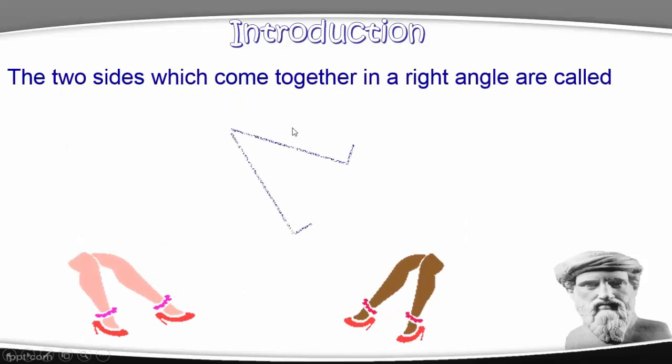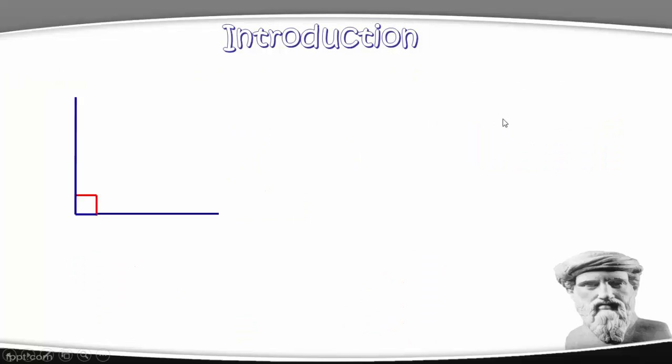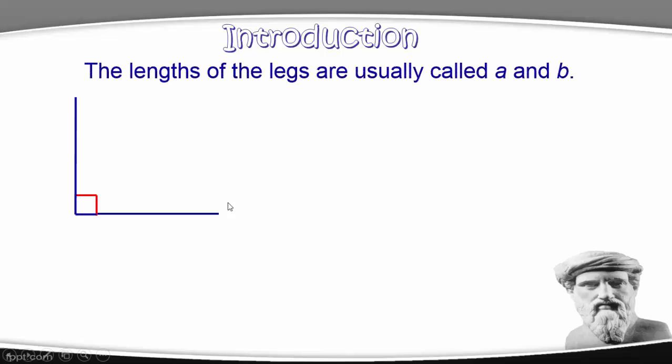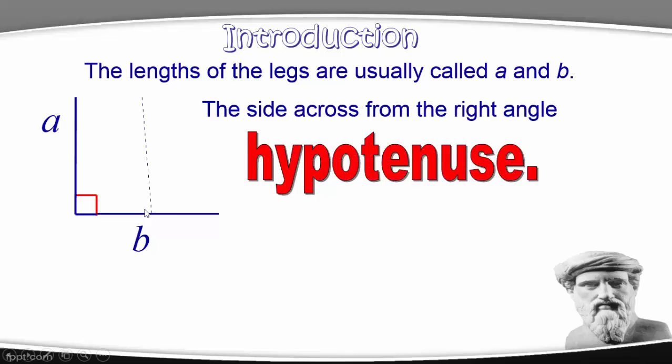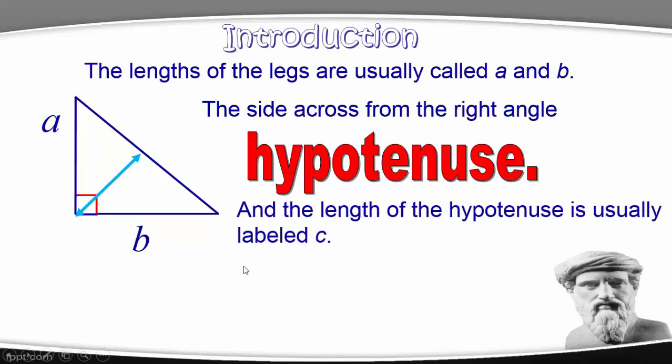And as mentioned, the two sides that come together to form the right triangle are called legs. The lengths of the legs often are A and B, and then the side across from the right angle, where this is a right angle, is called the hypotenuse. And this little square here means that it's a right angle. And we often call the hypotenuse C.